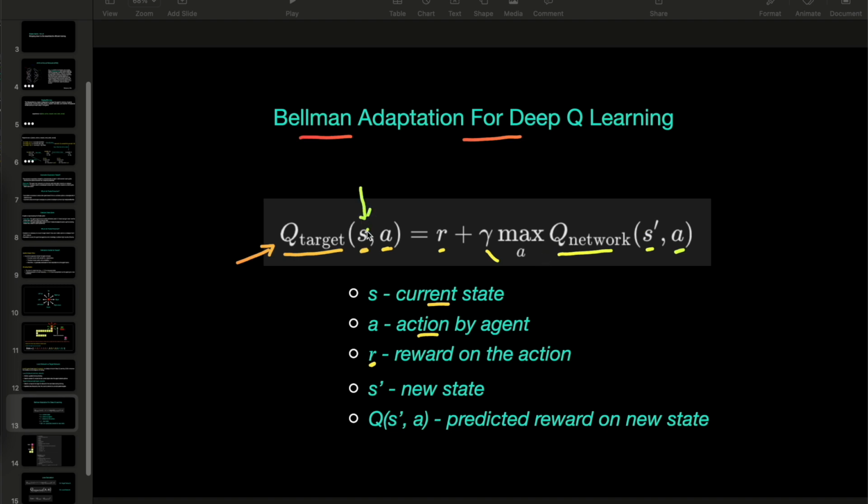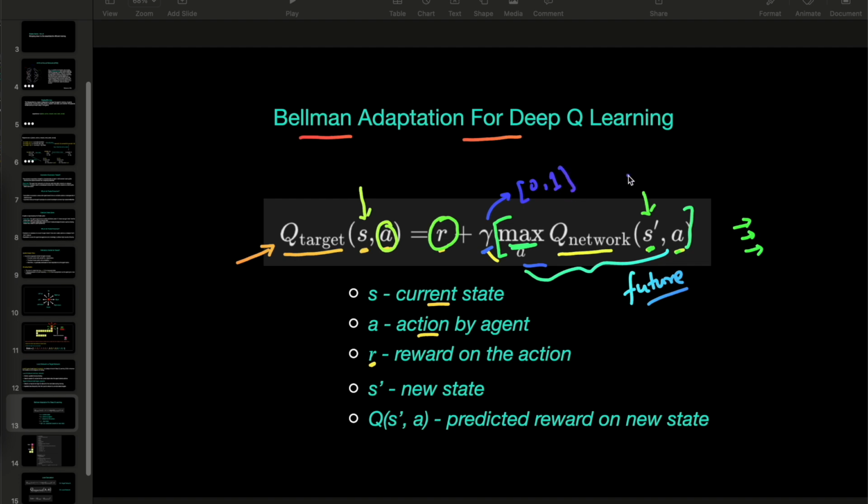So on the current state, the agent takes an action A. On that action, the agent receives the reward R, and then the agent lands on the new state S prime. Then again, on the new state, the agent can take all the possible actions, and we will pick the action that gives the maximum reward. This is in the future, in the next state, multiplied by the discount factor, which determines how much importance to give to the future reward. The gamma value lies between 0 and 1. We generally take the gamma value as 0.9.